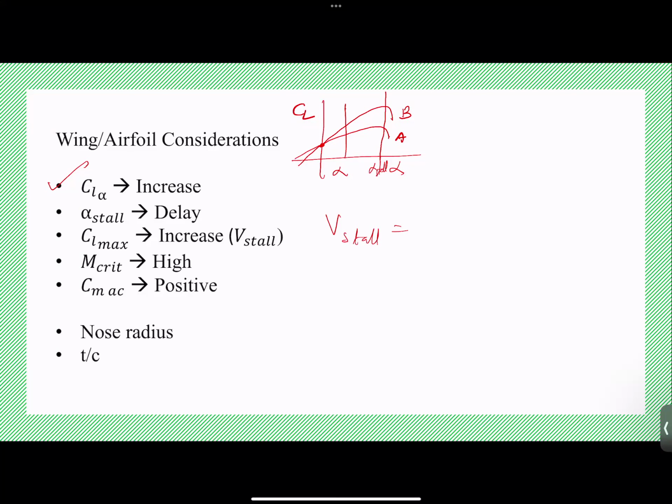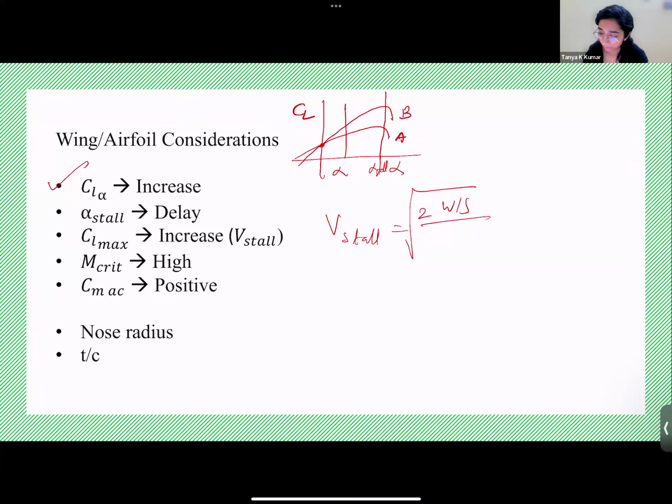Rajit, square root 2 wing loading divided by rho CL max. Correct? Yes. So for these two airfoils, A and B, which one has a higher CL max? B. B has a higher CL max, correct. So that is how you reduce your stall speed, because B has a higher CL max. Your V stall, stalling velocity, for B airfoil is lesser than for A airfoil.